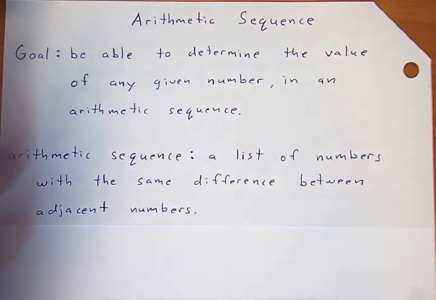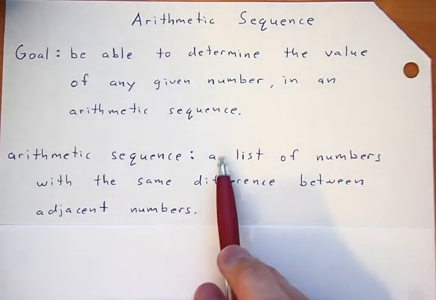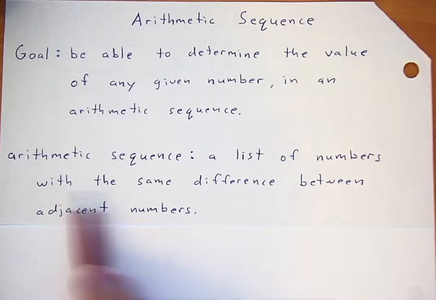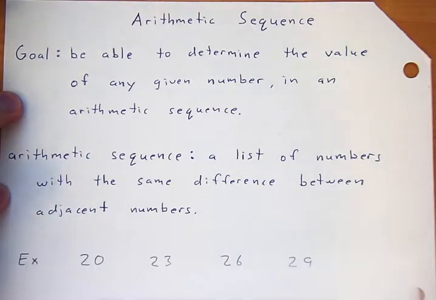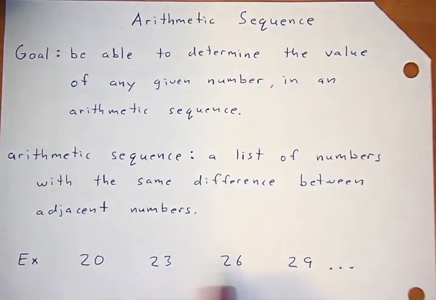So, an arithmetic sequence is a list of numbers with the same difference between adjacent numbers. Let's give an example. So here we have an arithmetic sequence, 20, 23, 26, 29, etc.